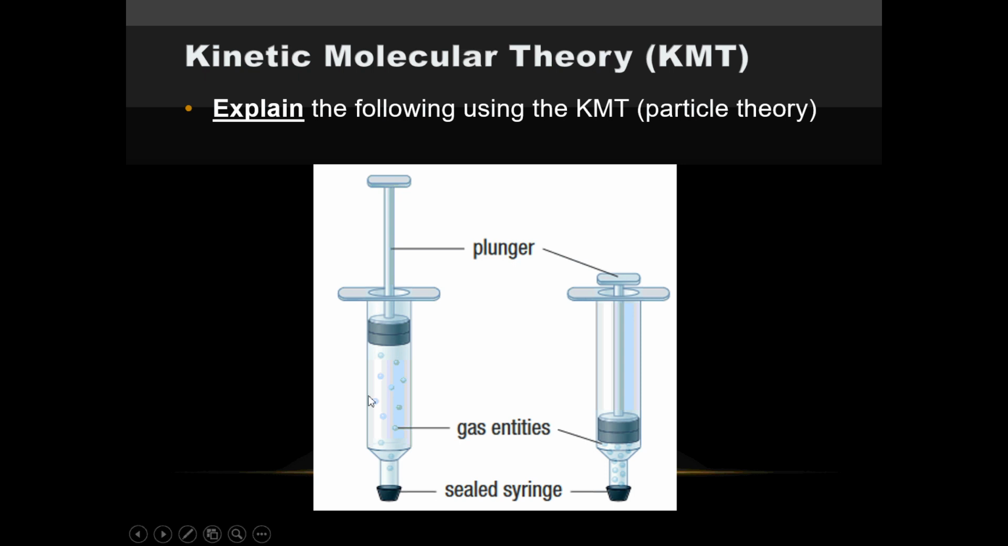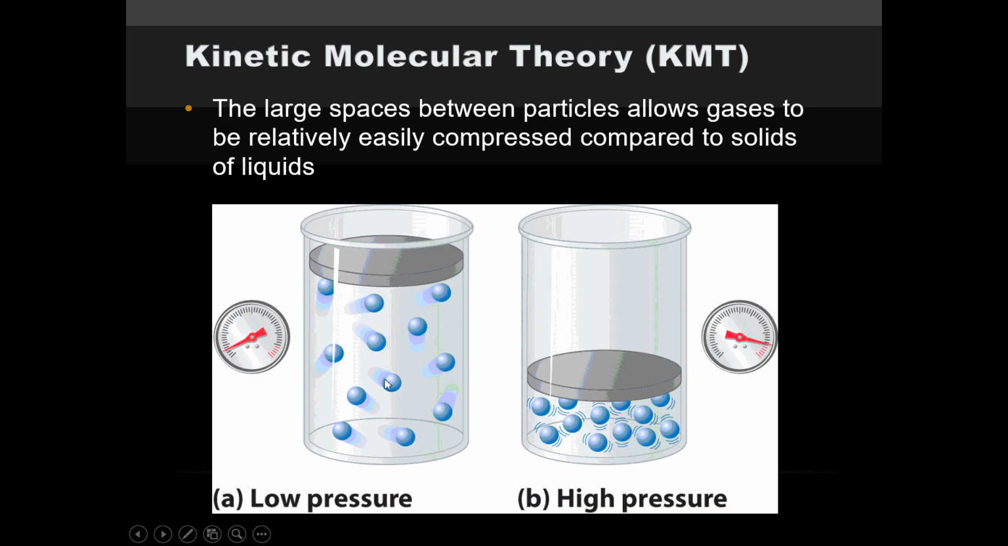Okay, now that you've thought about this, let's check it out. So the whole idea here is that gas particles have a lot of space between them. And this is due to the very low intermolecular forces. There's no attraction, so they're spaced out. And as a result, when we push down on the plunger, the particles can easily be compressed together.